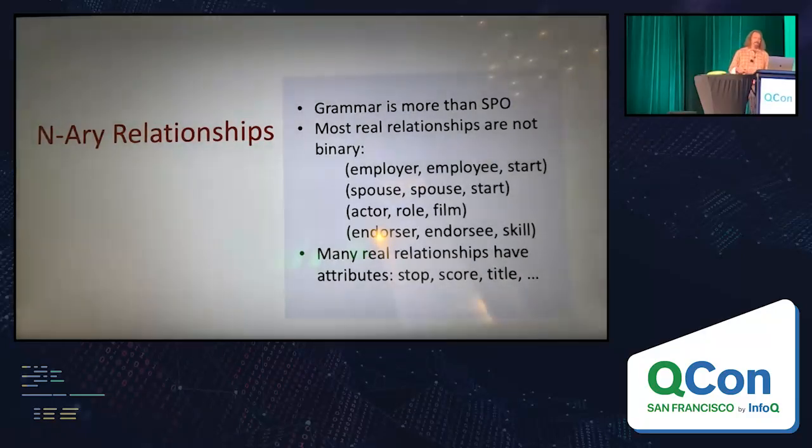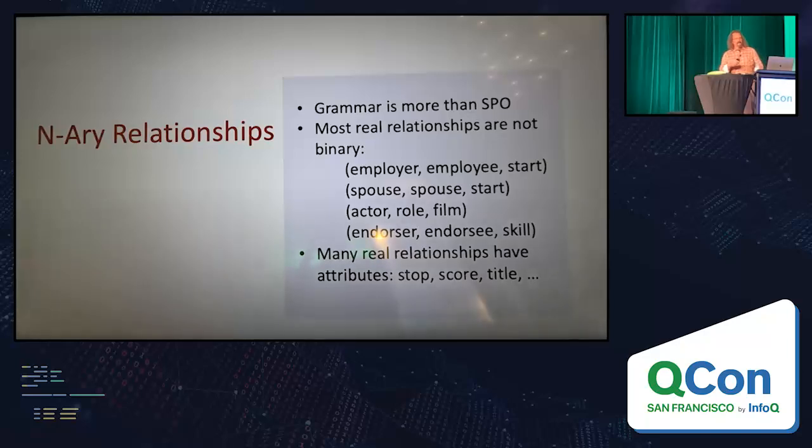And one more thing: a lot of relationships have attributes that describe them that are not part of the identity. A super common one in our world is a score. Okay, this relationship exists, but how important is it? Herman Melville wrote a book, but what's his most important book? Which one should you show first? Other things might be a stop date, or maybe a title, something like that.